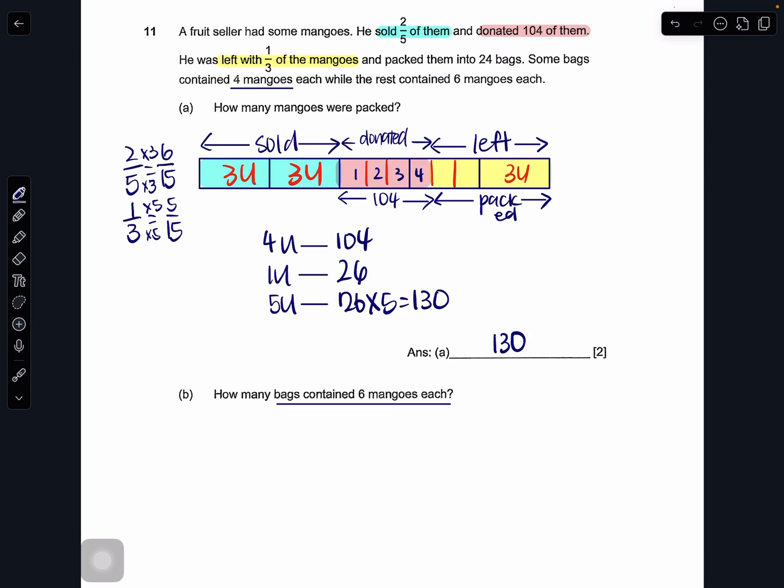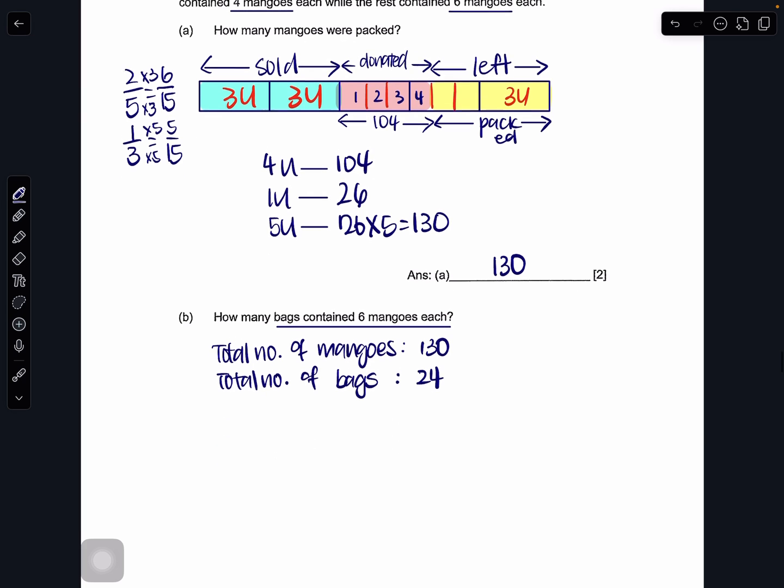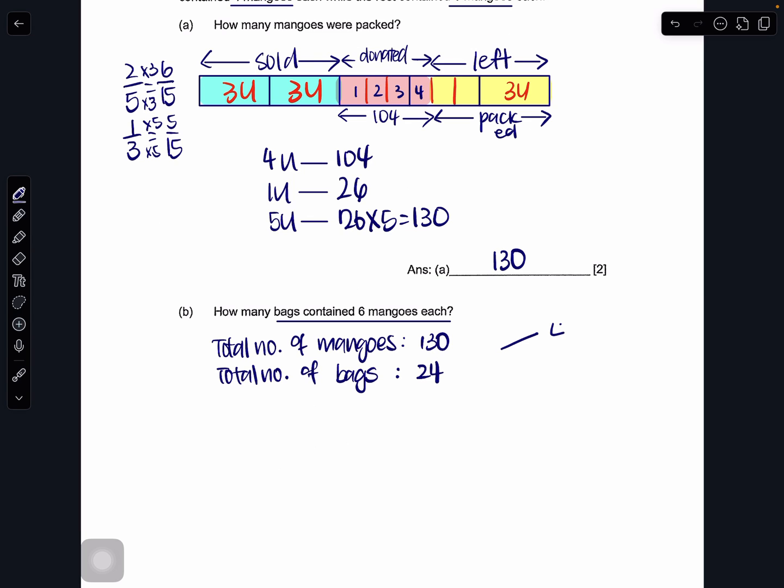4 mangoes, 6 mangoes, 2 variables. Then after that, I know that the total number of mangoes that were packed is 130. The total number of bags would be 24. And then it is either 4 mangoes or 6 mangoes. We can do guess and check, or we can do assumption. So I'm going to go straight to assumption.